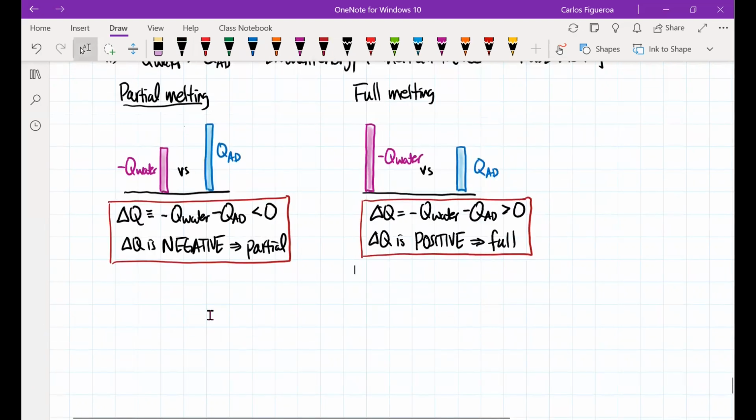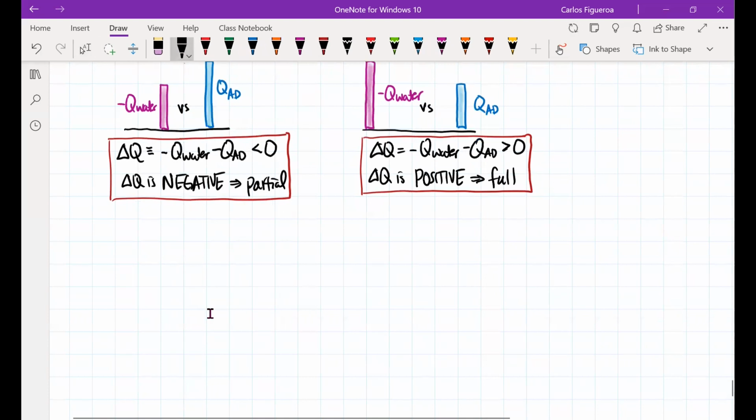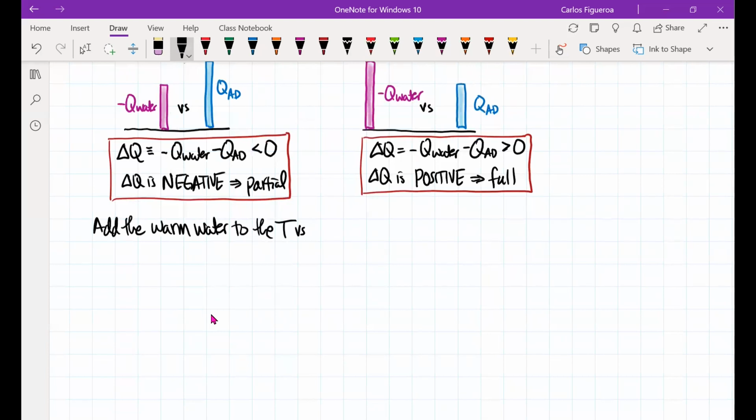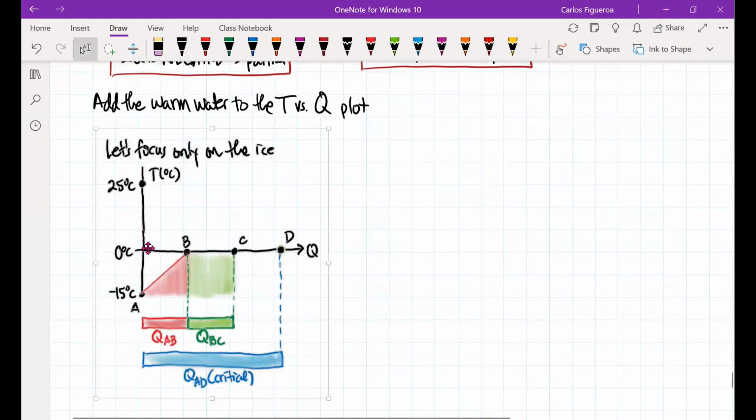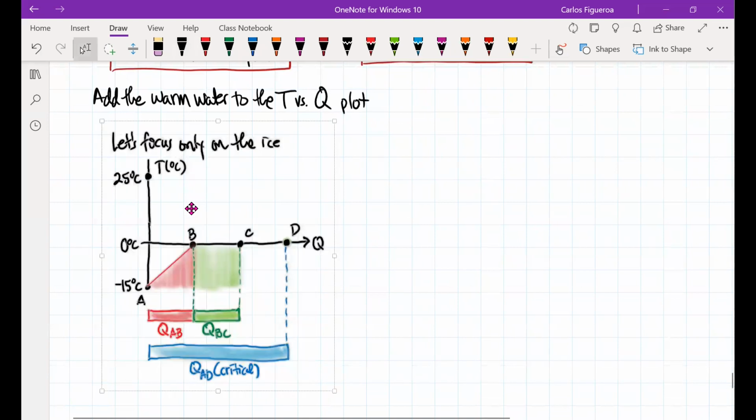So now what I want to do here is add the warm water to the T versus Q plot. And I'm going to do two of them. So here we go. The first thing I'm going to do is that I have this one here. So what I'm going to do actually is take this out. I'm going to raise this up again. So now let's go see what actually happens here.